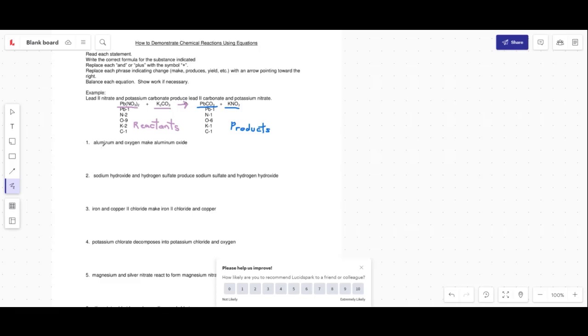So aluminum, what is aluminum? What would I write for aluminum? Yeah, Al. So in this case, I'm just going to write Al. Now, it says and oxygen, so that means I'm going to do a plus sign because it's two separate substances, aluminum and oxygen. It's not aluminum oxide, it's two separate substances.